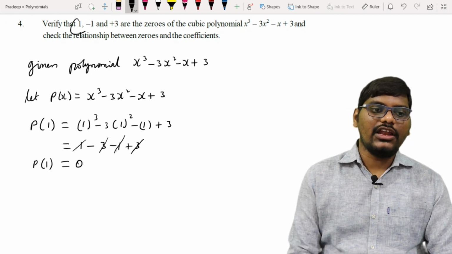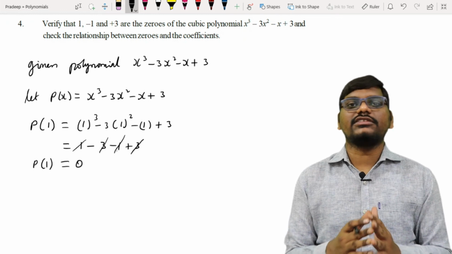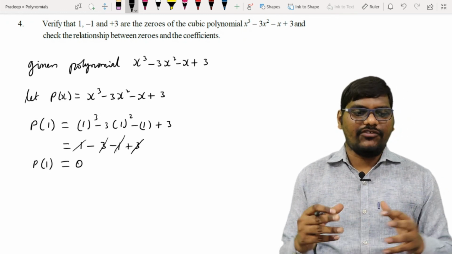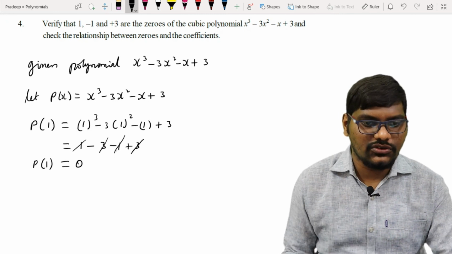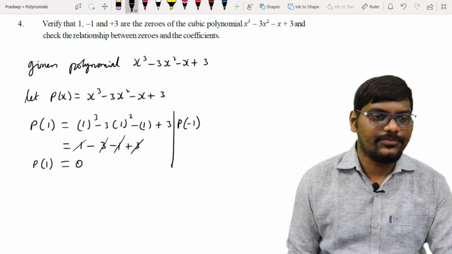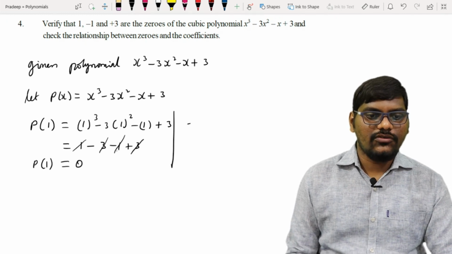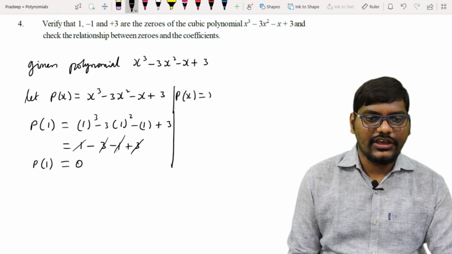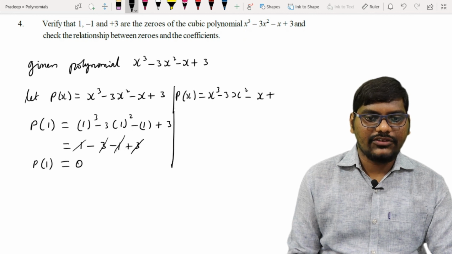So the one value which they gave, that was perfect. That was a zero of the given polynomial. So let's find out the next one also. I'm just writing the next, that is p of minus 1. Okay, so first I'll write the expression, that is p of x equal to x power 3 minus 3x square minus x plus 3.